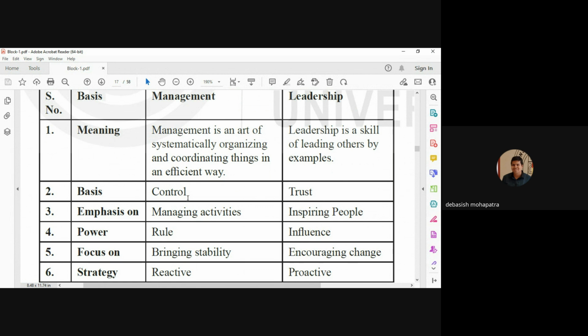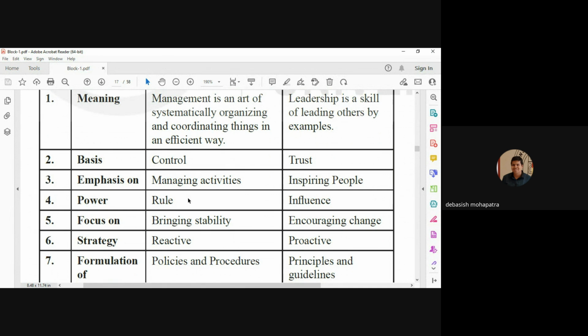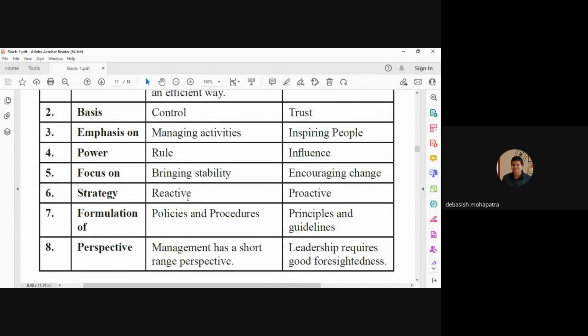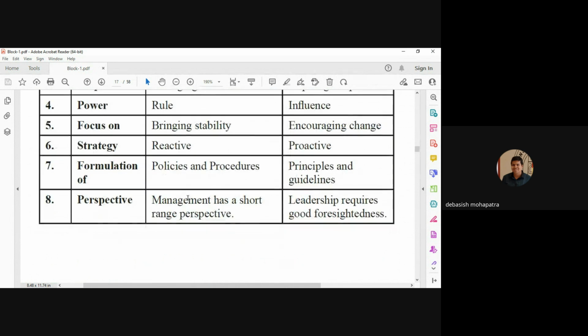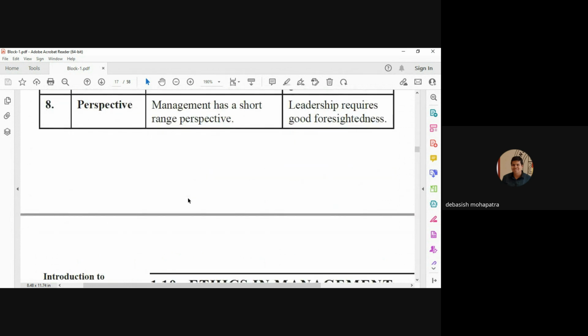Management focuses on bringing stability, while leadership encourages change. Its strategy is reactive, while leadership is proactive. Its formulation is policies and procedures, while here it is principles and guidelines. Perspective: management has a short range perspective. Leaders require good foresightedness.